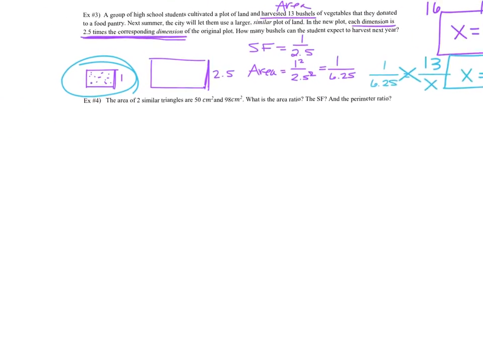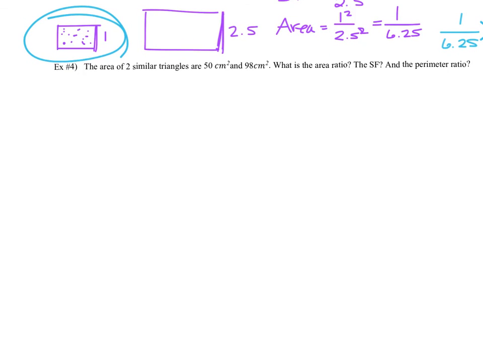Okay, last one. And again, pay attention to the wording here. It says the areas of two similar triangles are 50 square centimeters and 98 square centimeters. What's the area ratio? What's the scale factor? And what is the perimeter ratio? What ratio do you have numbers for? The area. Area ratio, okay? So if we have two similar triangles that are 50 and 98, we can say the area ratio is 50 to 98. What should we do next?